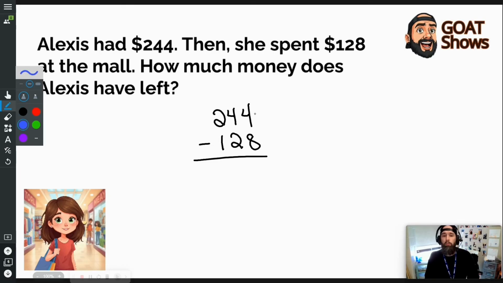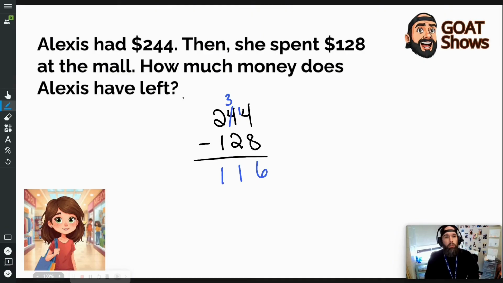And let's do some subtraction. We have 4 minus 8, can't do it. Let's borrow 1 from 4 and make you a 3. 14 minus 8 is 6. 3 minus 2 is 1. And 2 minus 1 is also 1. So this is a word problem. Let's answer using words, or in this case, symbols, because how much money does Alexis have left? Well, she has $116. Okay?